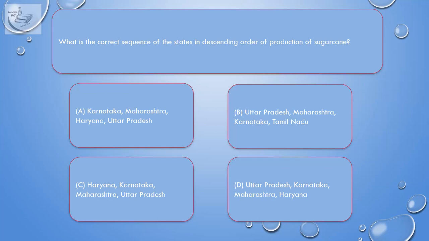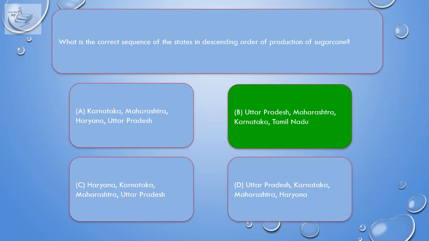Correct answer is A. Bihar and Uttar Pradesh. Question: what is the correct sequence of the states in descending order of production of sugarcane? A. Karnataka, Maharashtra, Haryana, Uttar Pradesh. B. Uttar Pradesh, Maharashtra, Karnataka, Tamil Nadu. C. Haryana, Karnataka, Maharashtra, Uttar Pradesh. D. Uttar Pradesh, Karnataka, Maharashtra, Haryana.